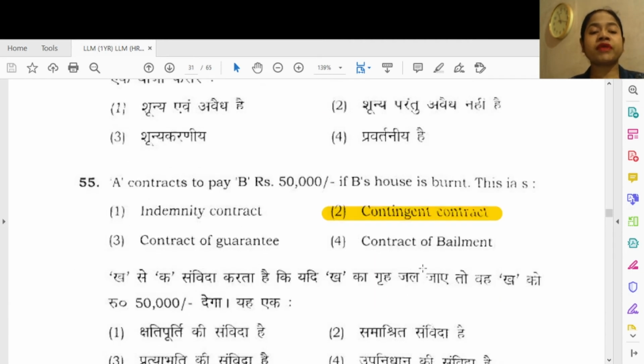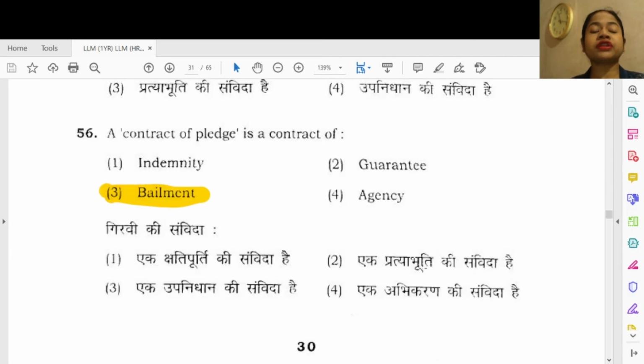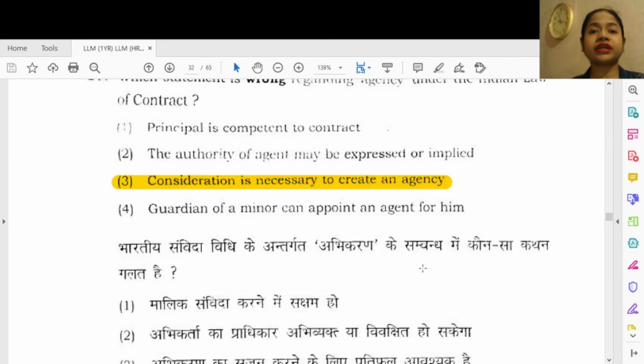Question number 55. A contracts to pay B rupees 50,000 if B's house is burnt. This is option number 2, contingent contract. 56. A contract of pledge is a contract of bailment, option number 3. 57. Which statement is wrong regarding agency under the Indian law of contract? It is option number 3, consideration is necessary to create an agency. Actually, consideration is not necessary to create an agency.